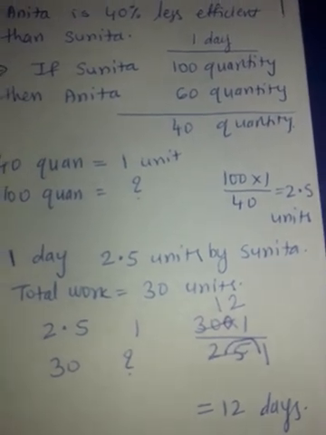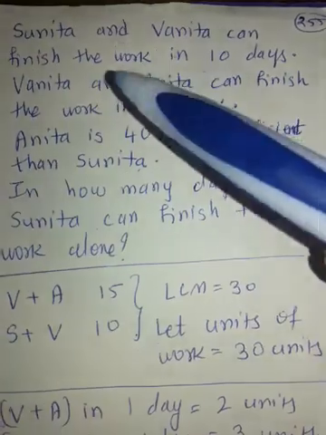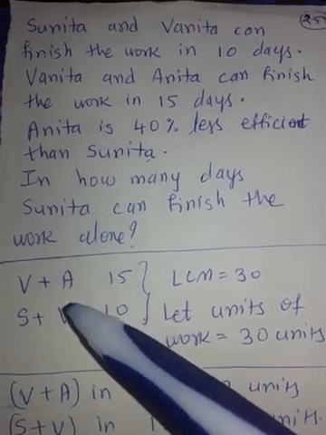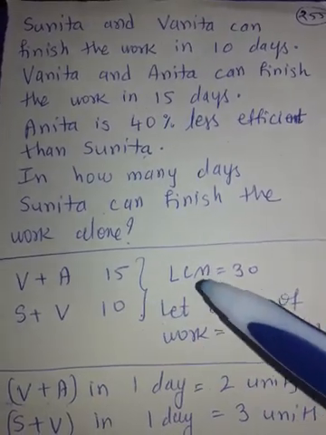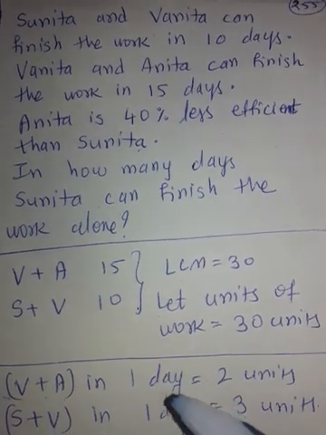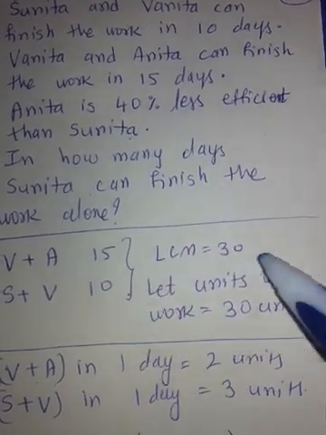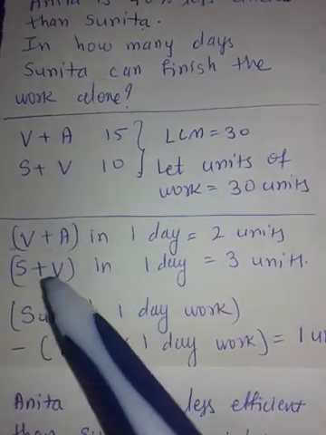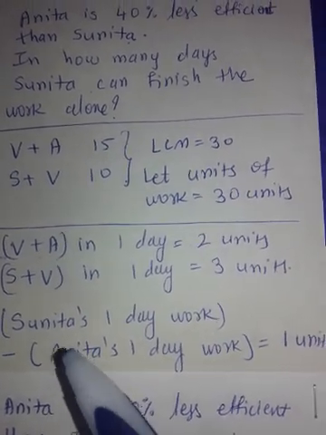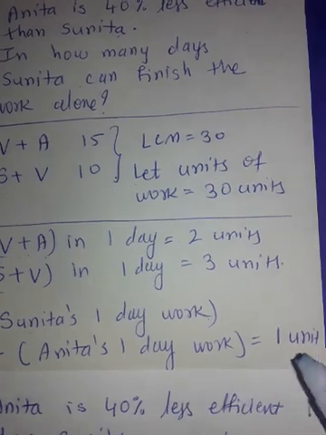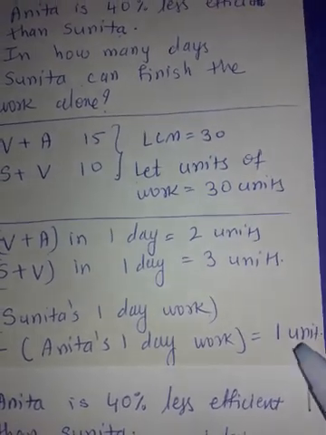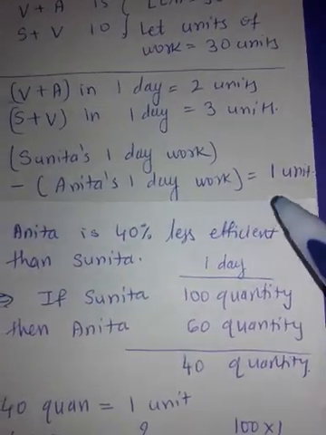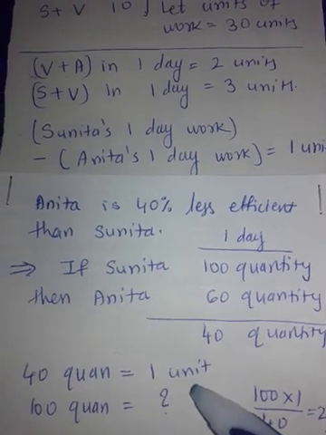I'm going to explain it once more. Please pay attention. What were we given? We were given in how many days Sunita and Vanita can finish, and in how many days Vanita and Anita can finish. From that we found out the total units of work. With Vanita Anita and Sunita Vanita, we did the subtraction and found that the difference between Sunita's one day work and Anita's one day work was just 1 unit. But we were given that Anita is 40% less efficient. Hence this 40 quantity became 1 unit.